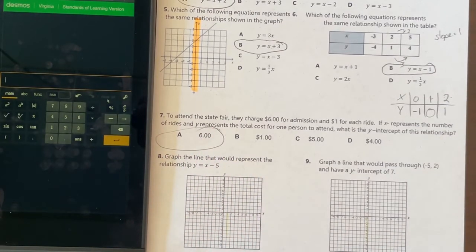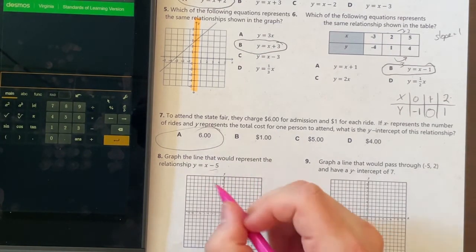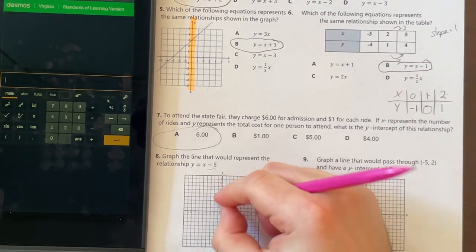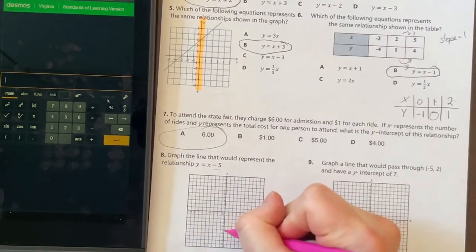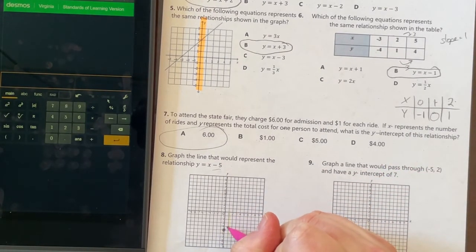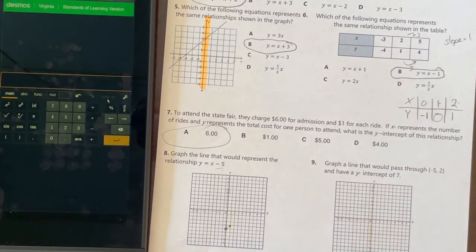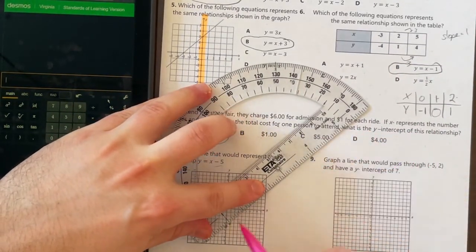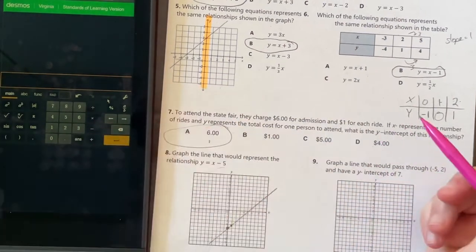And then for number 8, it says graph that line. Very simply, this is my y-intercept of -5. Our y-intercept of -5. There we go. And then it's just going to be a straight line, so I can just go 1 up and 1 to the right, and I am good. So let's do it like that.